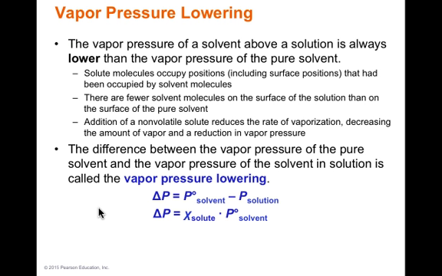The difference between the vapor pressure above the pure solvent and the vapor pressure above the solution is called the vapor pressure lowering. Vapor pressure lowering, or delta P, can be found from either of these two equations. The pressure value with the superscript represents the vapor pressure above the sample of the pure liquid.